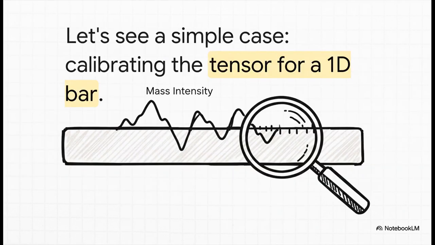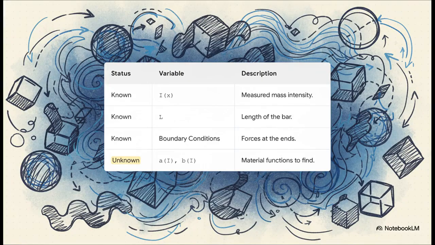Now, to make this less abstract, let's look at the simplest possible example they give us in the source material, figuring this all out for a simple one-dimensional bar. What's so cool about this slide is how it lays out the problem like a puzzle. In this 1D case, we know a bunch of stuff. We know the measured mass intensity all along the bar, we know how long it is, and we know what forces are being applied at the ends. The only things we don't know are those material functions, A of I and B of I. So by fitting our model to the data we already have, we can solve for those two unknown functions. This is exactly how the theory connects to reality.